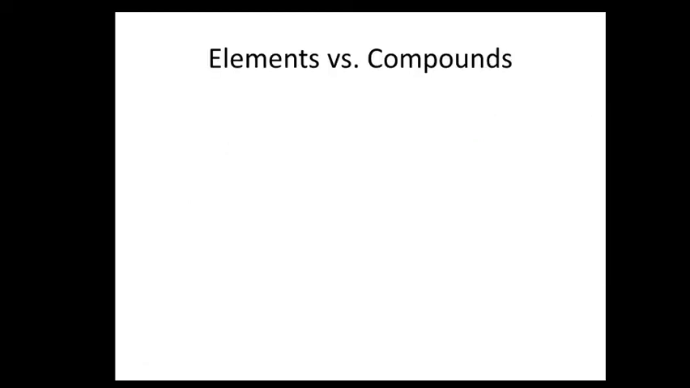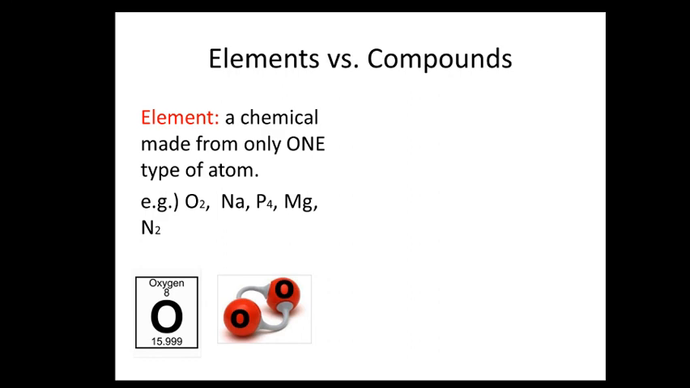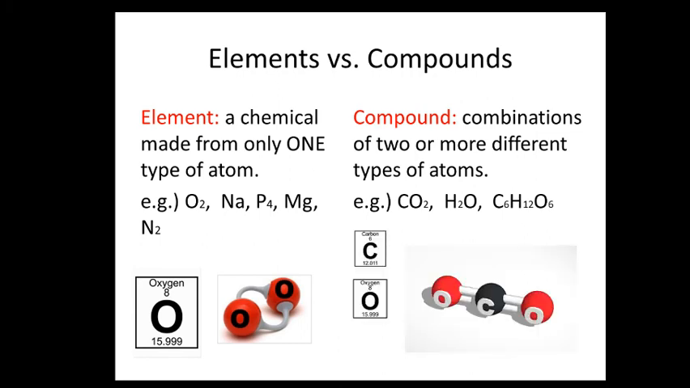So let's clarify. What's the difference between an element and a compound? An element is any chemical which is only made up of one type of atom found in the periodic table. The gas oxygen, for example, is made up of 2 atoms of oxygen. That's just one type of atom, so this chemical is classified as an element. In contrast, a compound is a chemical which is made up of 2 or more different types of atoms. Carbon dioxide, for example, is made up of 1 atom of carbon and 2 atoms of oxygen.